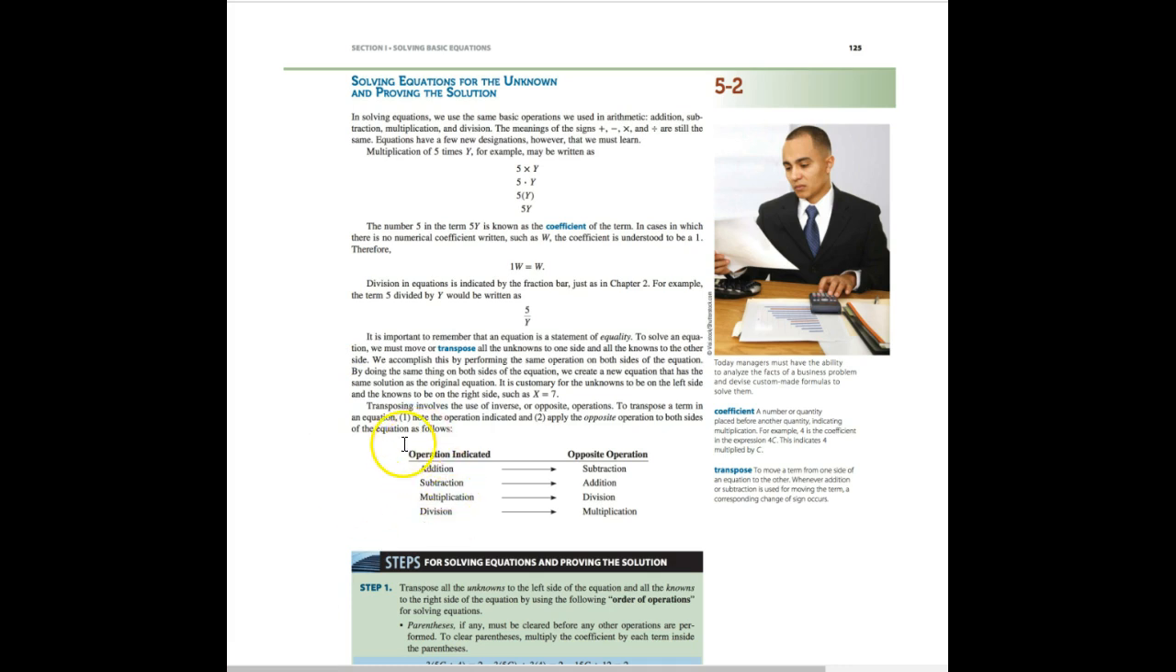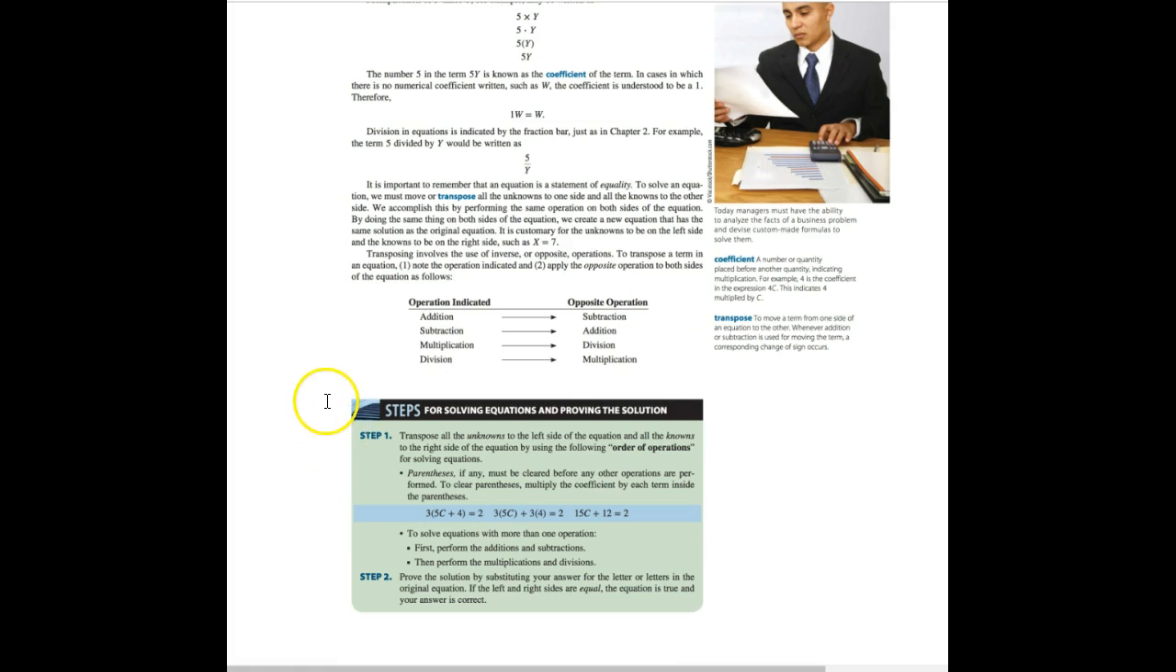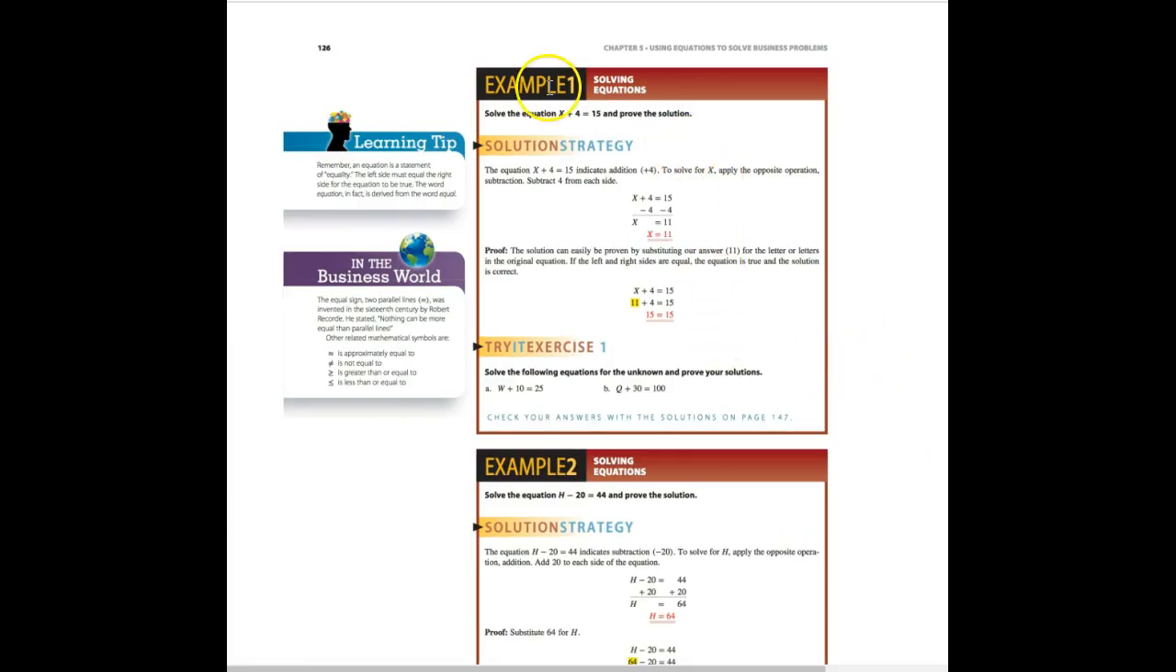Then your text goes through what it calls transposing, when we want to move something from one side to the other. In order to do that, you have to do the opposite operation. A lot of times it's easier to see this done in action than to read about it. But let's just review that the opposite of addition is subtraction. For subtraction, the opposite is addition. Multiplication and division are opposites. Your textbook does list the steps for solving equations and proving the solutions, which I think you will find helpful. And it does go over some examples.